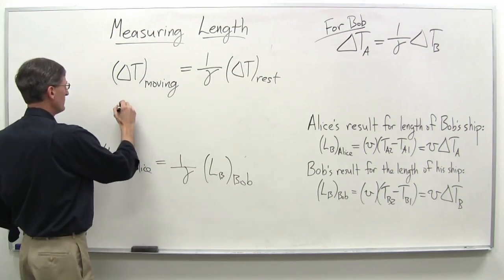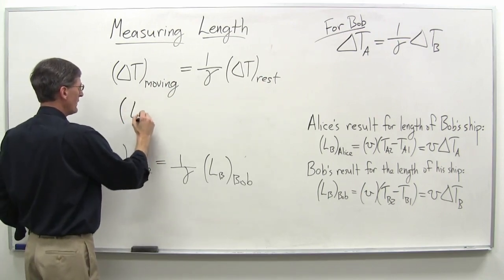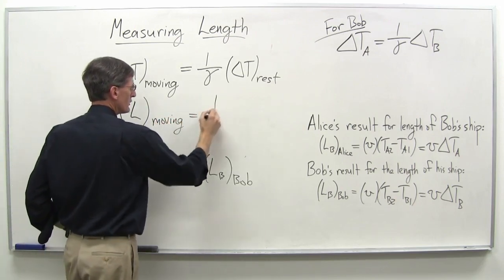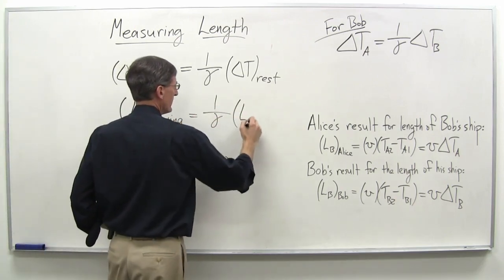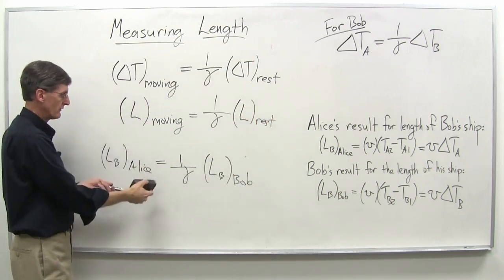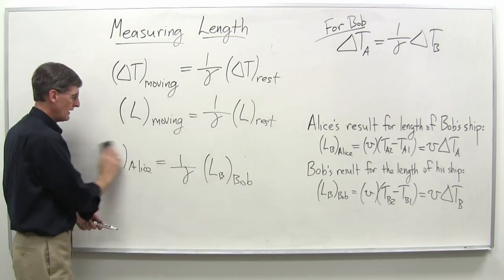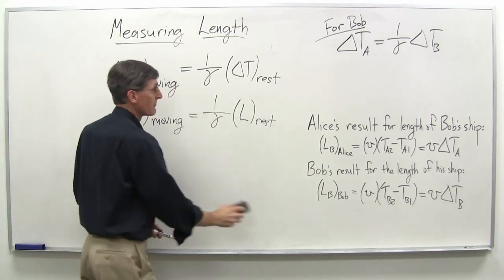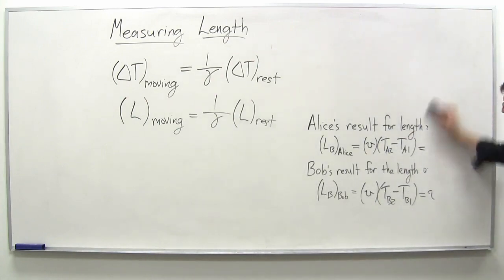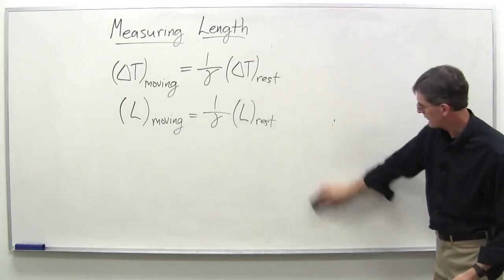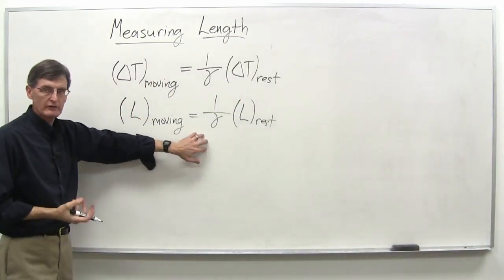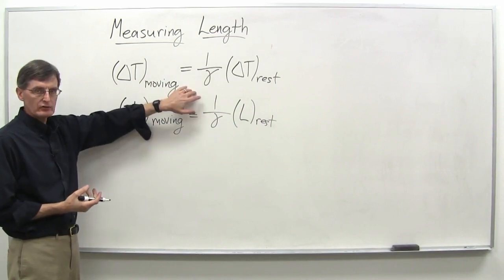And then we'll say L moving equals 1 over gamma L, a length at rest. So we're just transferring this, instead of saying L's above, we're saying moving and at rest here. So let's get rid of this analysis here, because we have a few more points to make. This is the so-called length contraction equation, and that was the so-called time dilation equation.